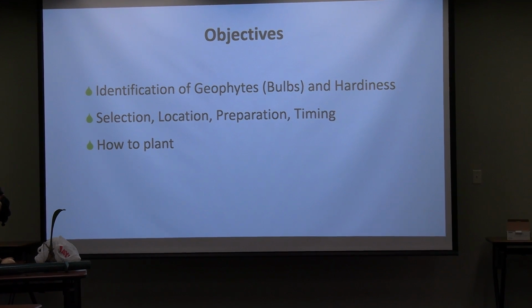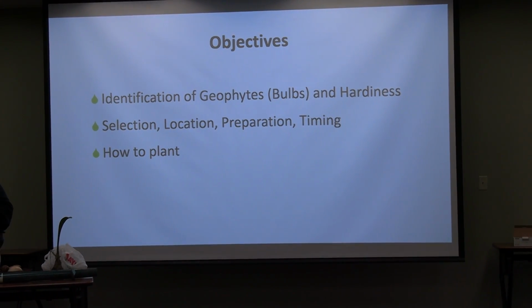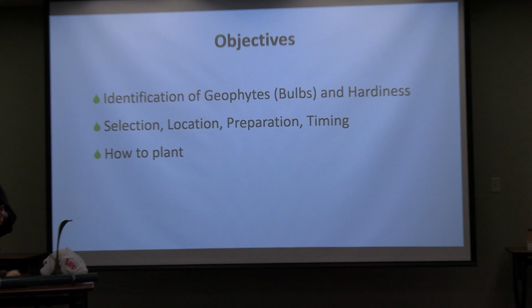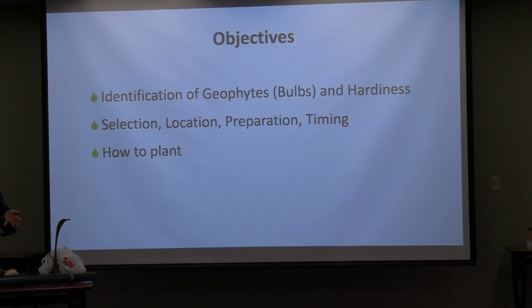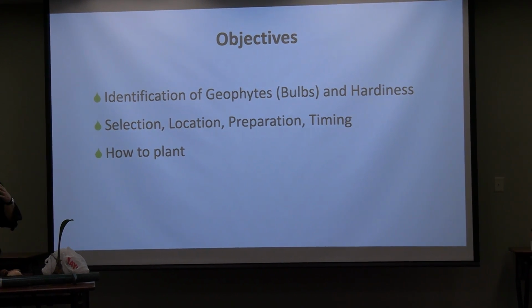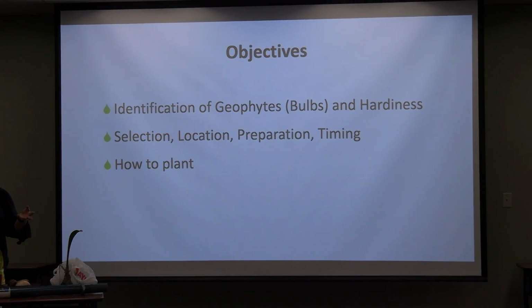So we are covering fall bulbs. When you plant fall bulbs, they're going to bloom in the spring. And spring bulbs, you plant in the spring and they bloom in the summer. So there are two different types of bulbs that people talk about.